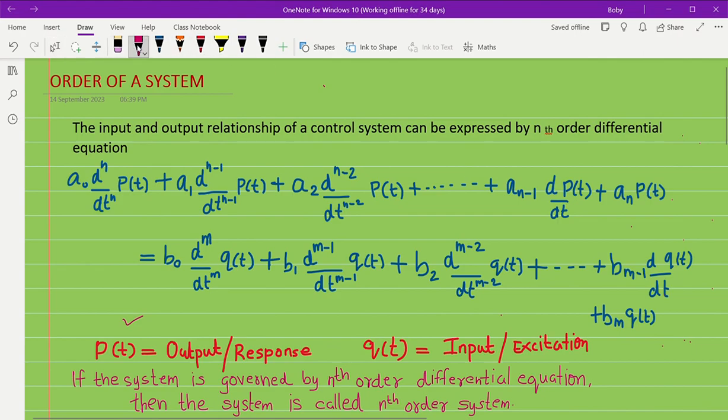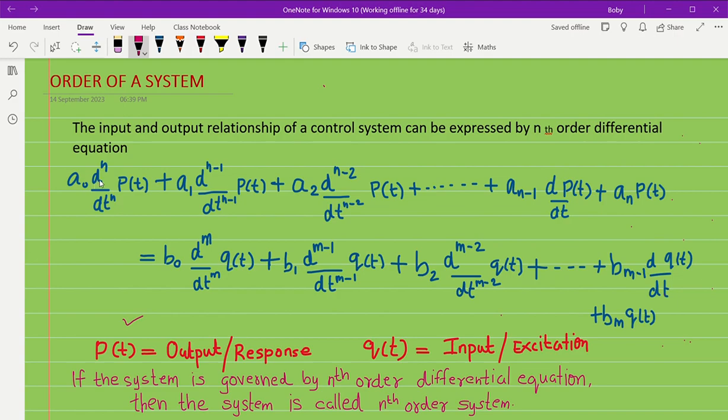Let us continue the series on control systems. Today we are going to see the order of a system and the related terms. So the input-output relationship of a control system can be expressed by an nth order differential equation. Let us take a general nth order differential equation.